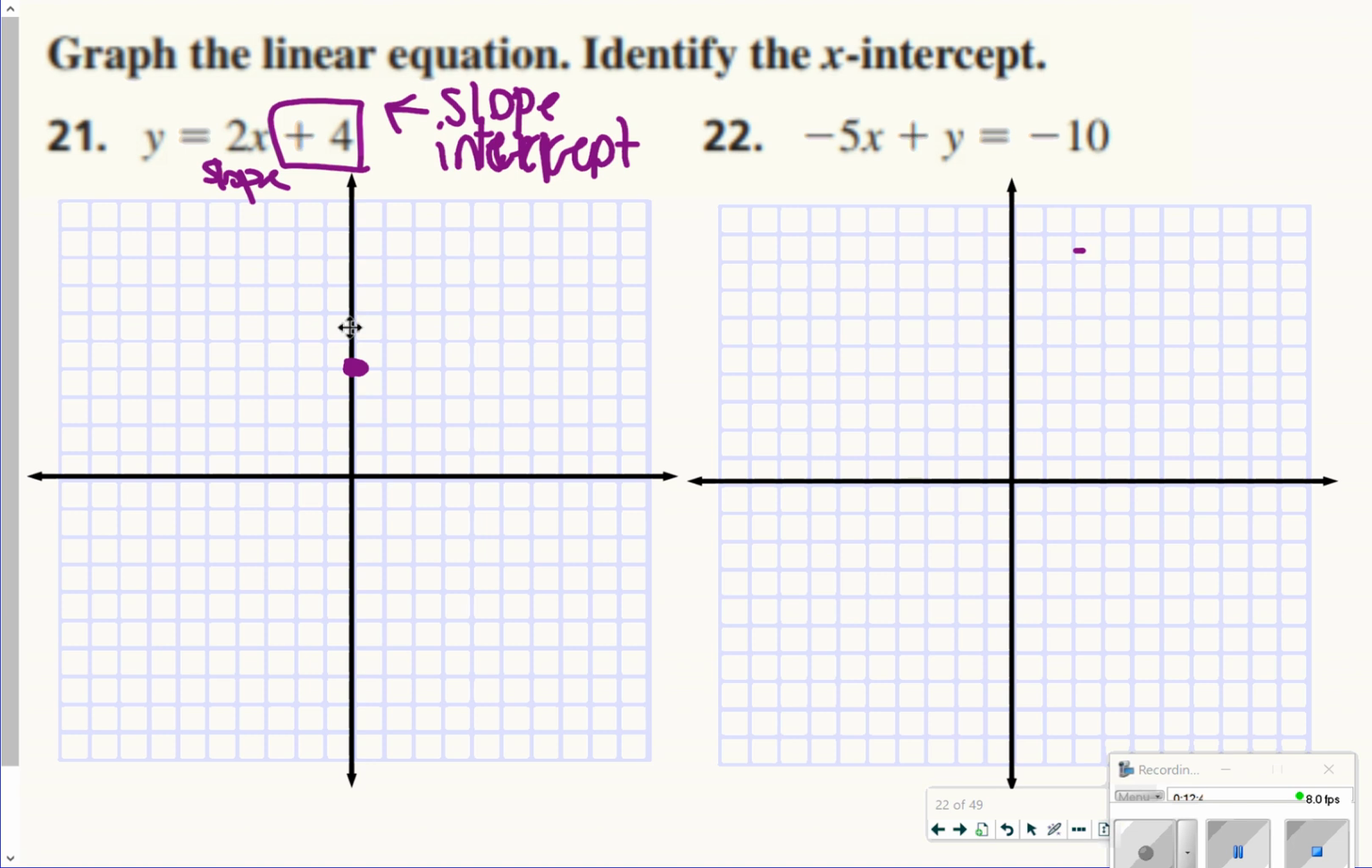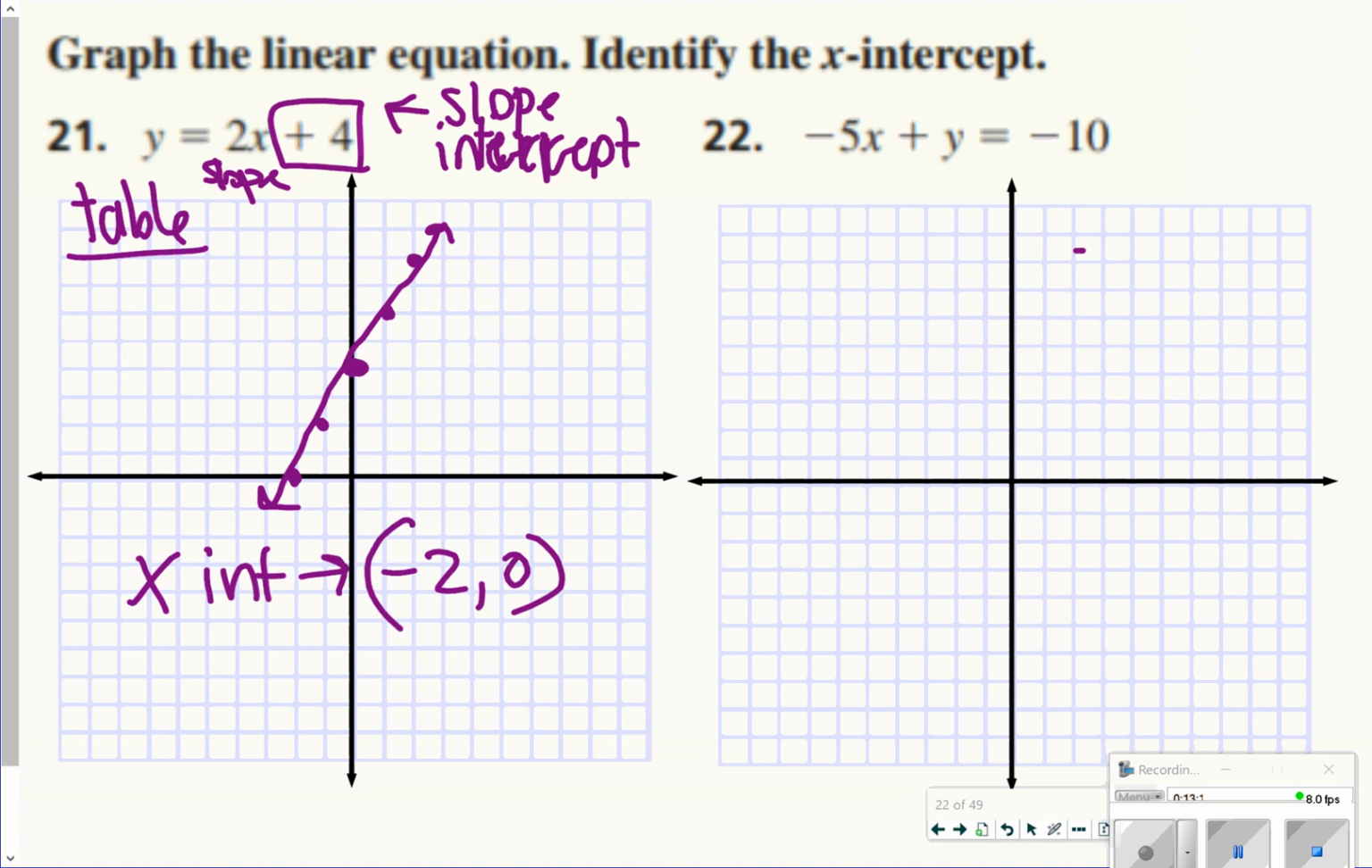Rise 2, run 1. And notice I'm getting further away from the x-axis, so I do need to bring it back down. So I'm going to fall 2 and run to the left 1 until I get to the x-axis. Okay, so there's my x-axis. Here's my slope, rise over 1. If you don't like slope-intercept form, remember you can just make a table, and that could help you as well. Just make sure your y's and x's are on the same side, or just find your y and x-intercept. For this one, your x-intercept is at -2.